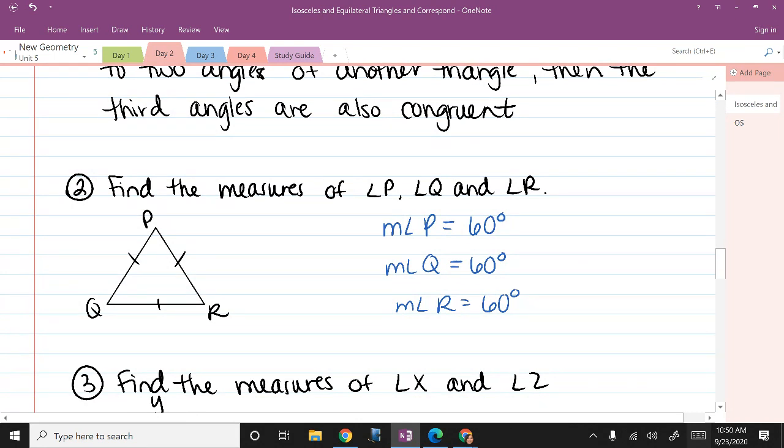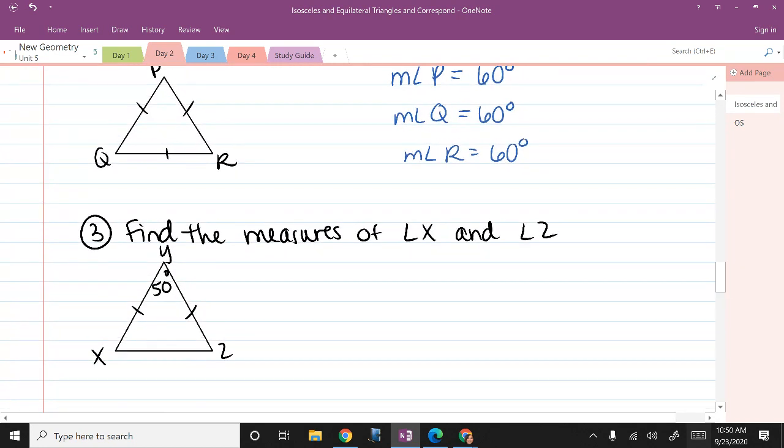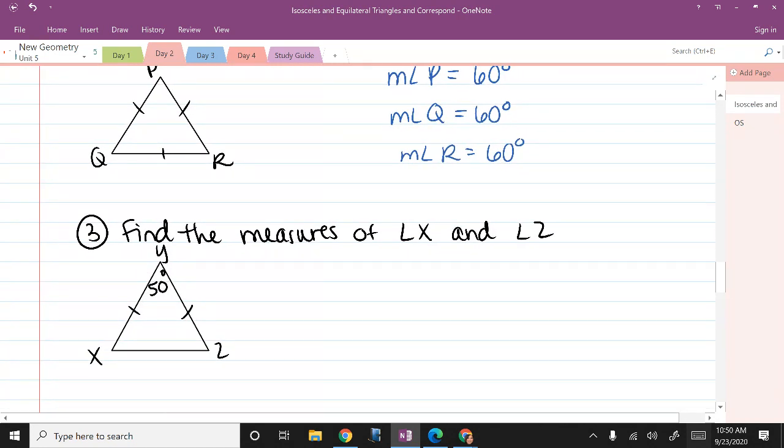So yeah, if we know it's equilateral, then we know all the angles are equiangular, so we know they're all going to be 60 degrees. All right, this one is going to be more like the practice. Draw this picture. Yeah, you'll want an example of this because you might see some practice like this.